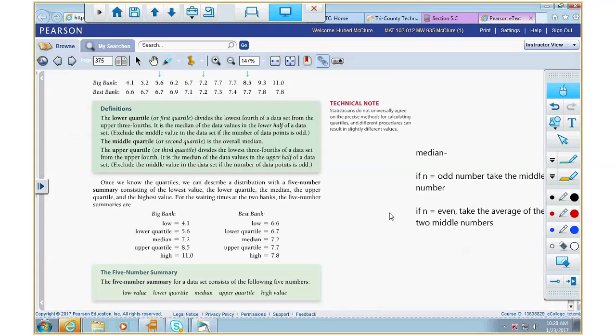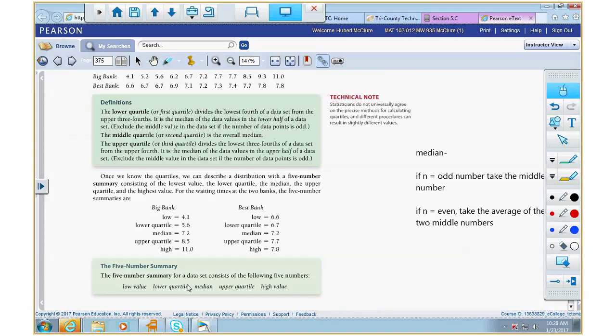Write down the 5-number summary right here on page 375. I will go over that mathematically when we are doing the data. Okay? Write it down, know it.